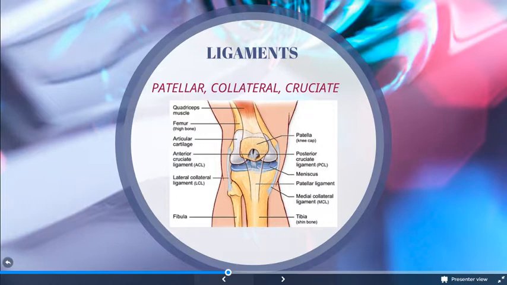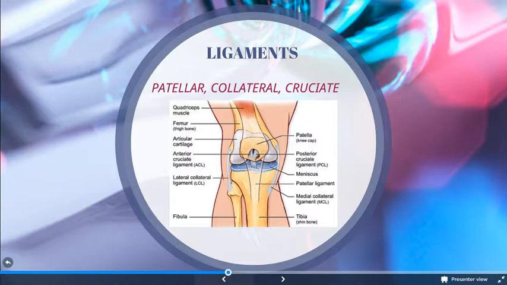The anterior cruciate ligament attaches the anterior intercondylar region of the tibia to the posterior region of the intercondylar fossa on the femur. The posterior cruciate ligament attaches the posterior intercondylar region of the tibia to the anterior region of the intercondylar fossa on the femur.